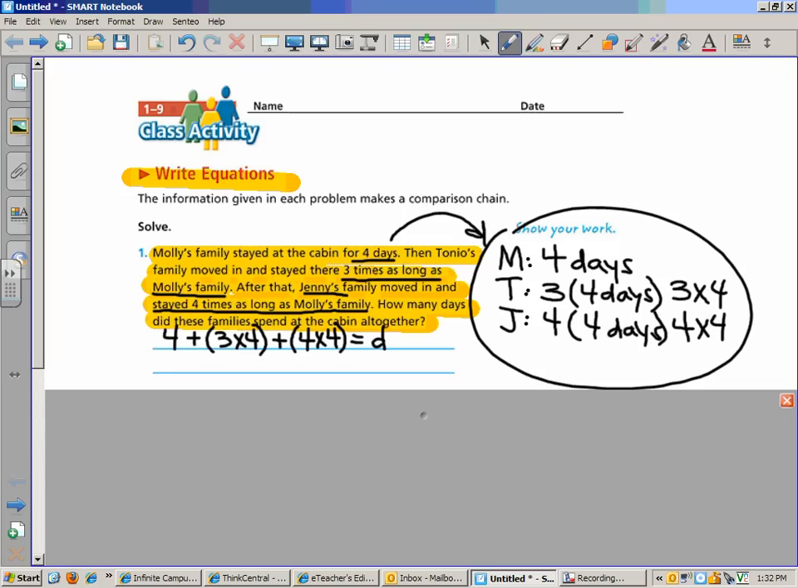If you're doing it over to the side, some of you might go straight into the equation and say something like 4 plus 12 plus 16 equals D. And that is okay too, because you've already realized that you're multiplying and solved those multiplication situations on the side there. So either way, if you can write the equation like that, that's great. But if you're writing the equation with the products to add them up, that works also.